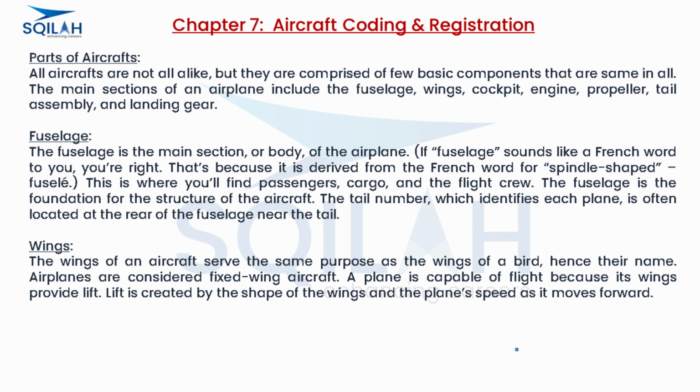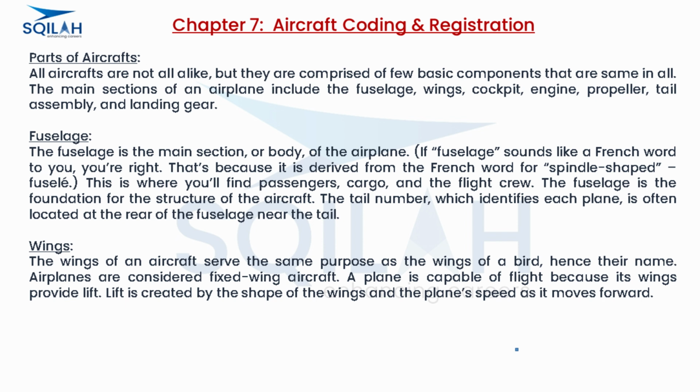Parts of aircraft. All aircraft are not alike, but they are comprised of a few basic components that are the same in all. The main sections of an airplane include the fuselage, wings, cockpit, engine, propeller, tail assembly, and landing gear.